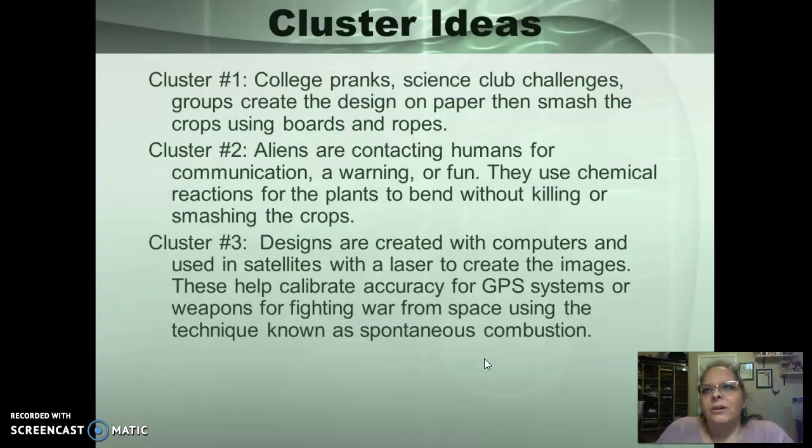Okay, another way you can get started after listing ideas to figure out what subtopics you want is you could cluster ideas with those subtopics.